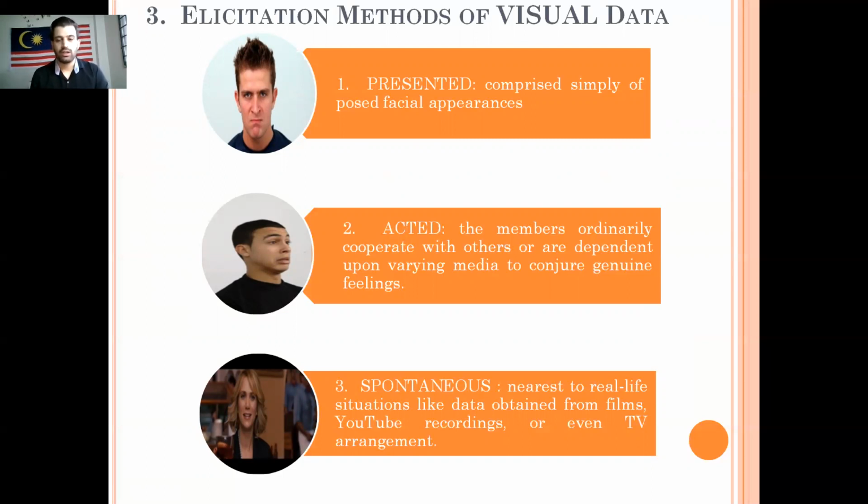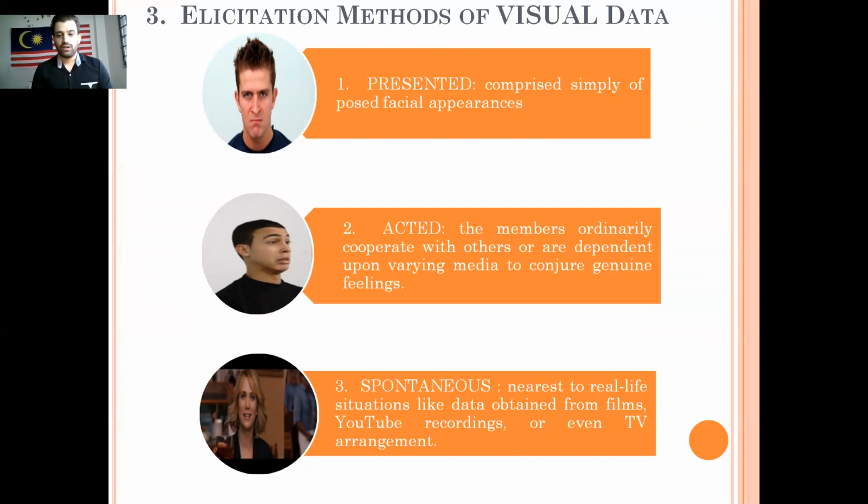In the acted one, it's the same as the presented one, but here it conveys more genuine feeling because there are two subjects. For example, I am interacting with some other person, and our feelings will be more genuine as compared to the presented one, because there I'm just interacting in front of a camera, but here I'm interacting with a real person, so my feelings will be more genuine as compared to that.